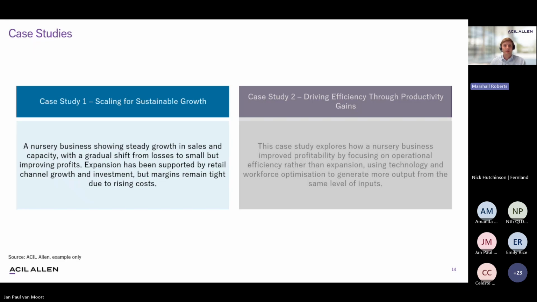For the first case study, we present a business that's scaling for sustainable growth. So this business is showing steady growth in sales with gradual shifts from losses to small but improving profits. This business is expanding through support in retail channel growth and investments they're making. However, they face some cost pressures. So let's have a look at this case study.